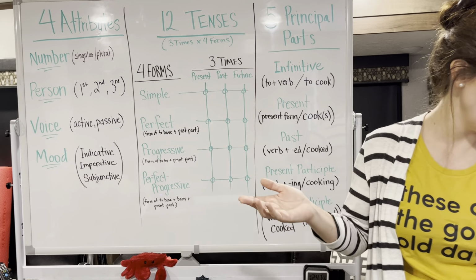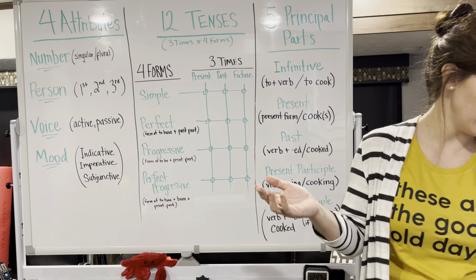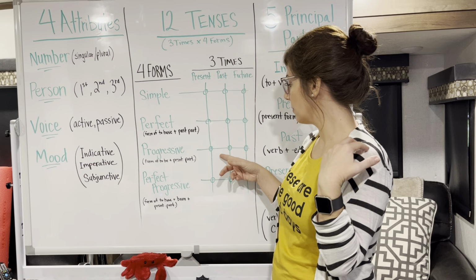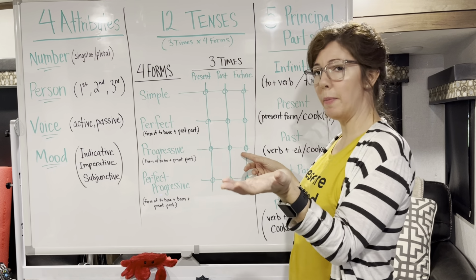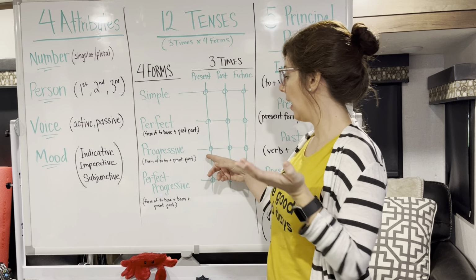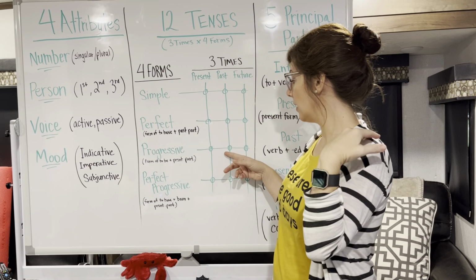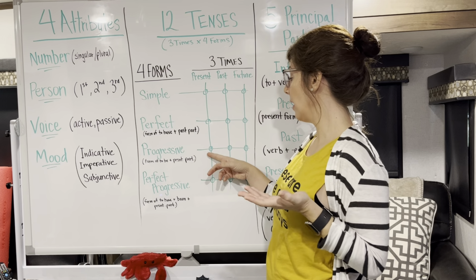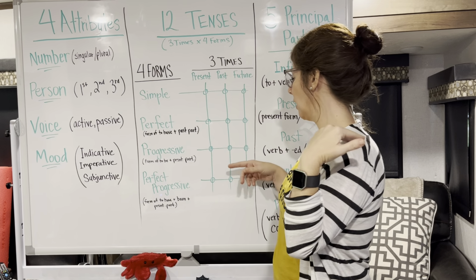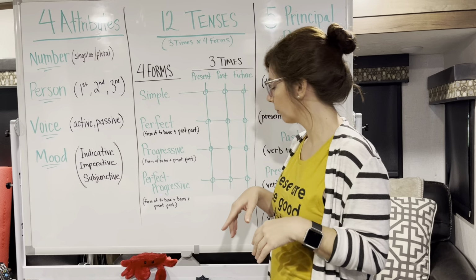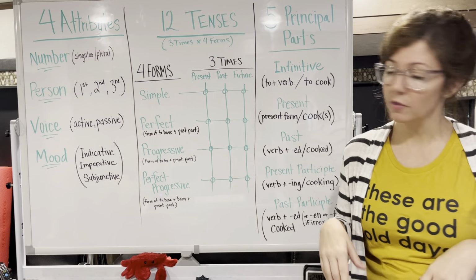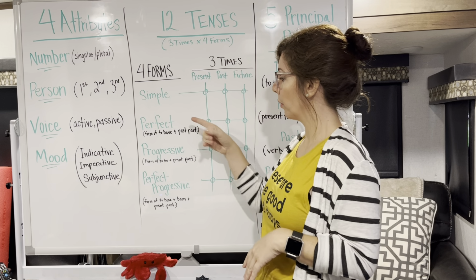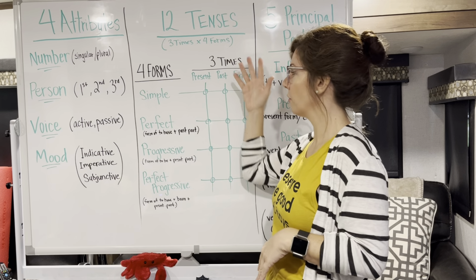A few examples of a progressive: I am packing, I was packing, I shall be packing. I am cooking, I was cooking, I shall be cooking. I am talking, I was talking, I will be talking. Those are examples of our different forms, simple, perfect, and progressive, with our present, past, and future times.